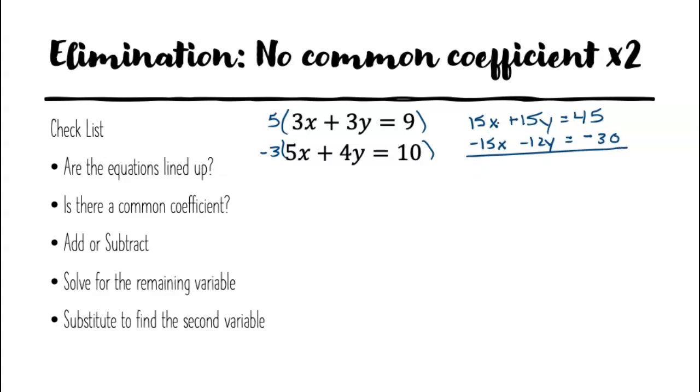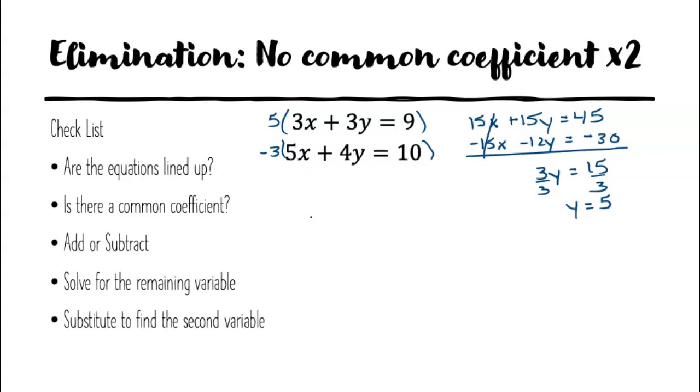I can combine 15x and negative 15x. Well, that is a 0, so we can go ahead and cancel that out. 15y and negative 12y is 3y. Bring down the equals. 45 minus 30, 15. We're going to divide both sides by 3 because remember we eliminated x, so now we're just solving for y. So y equals 5. And then we take that y value and we plug it back in.